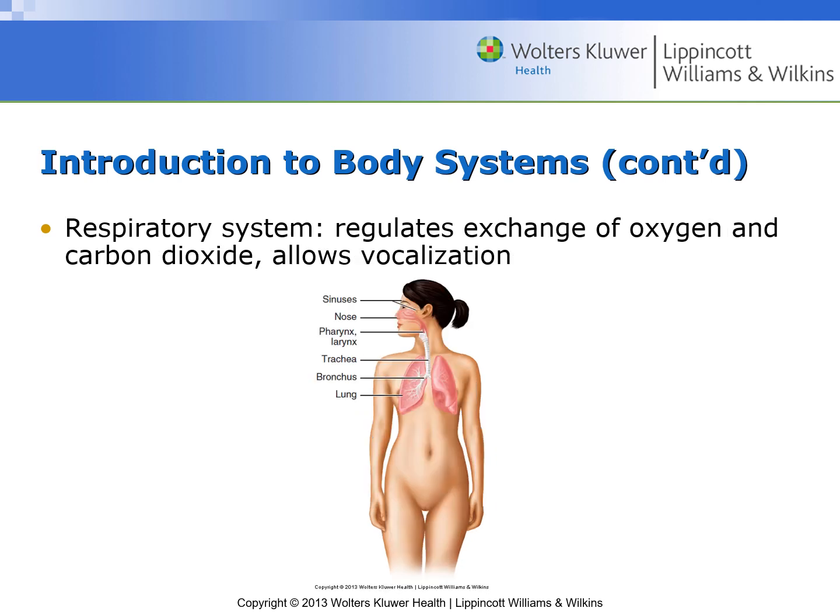The respiratory system regulates the exchange of oxygen and carbon dioxide, and it allows for vocalization. The system regulates the exchange of oxygen and carbon dioxide in the body. When air from the external environment enters the lungs, carbon dioxide in the blood passes into the lungs, and oxygen in the new air moves into the blood.